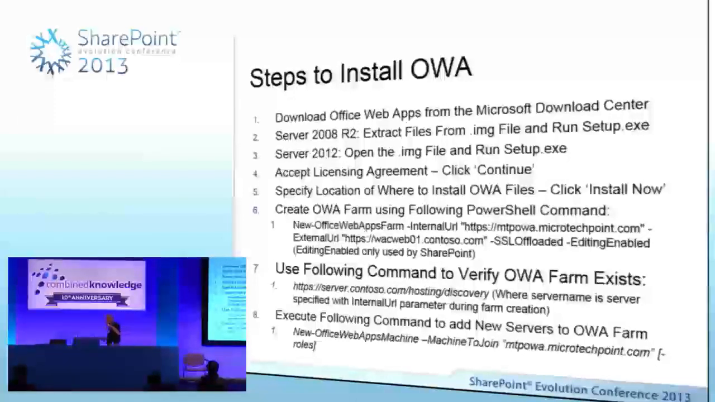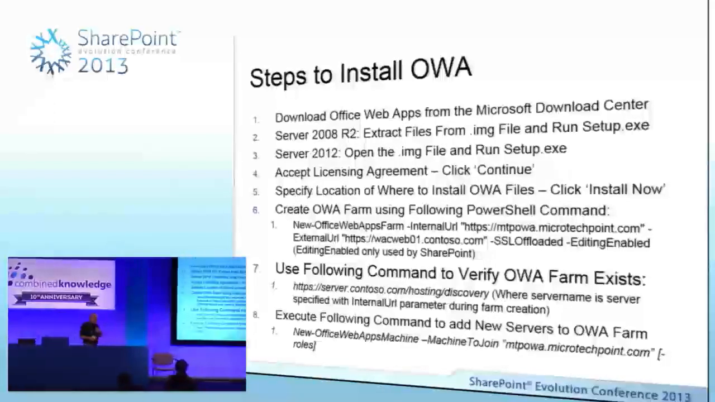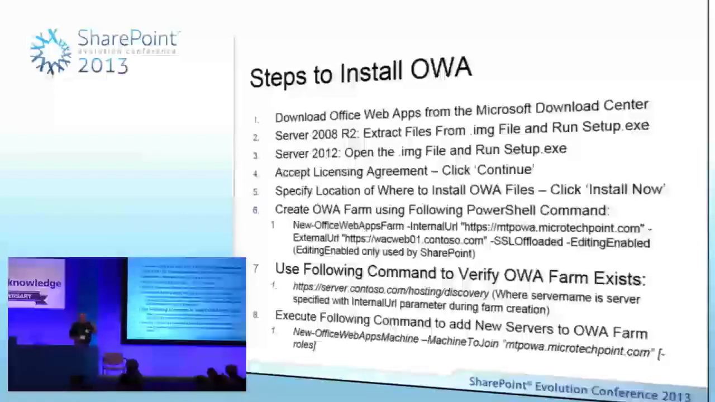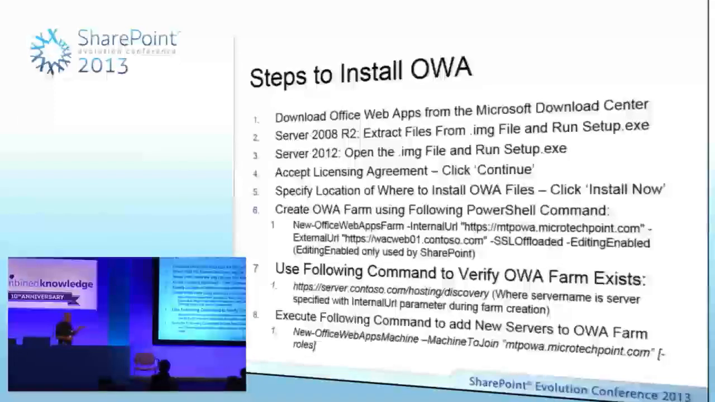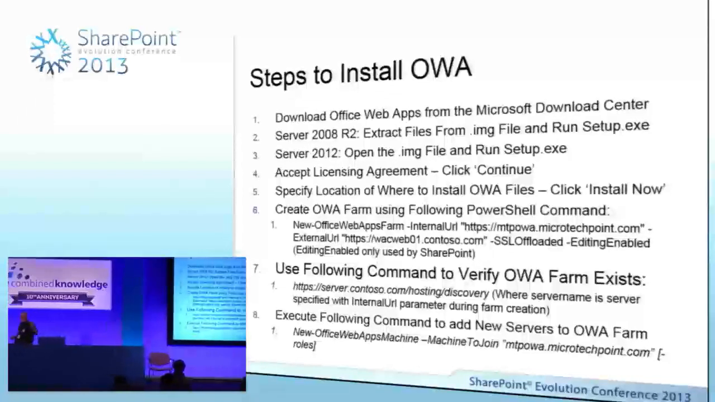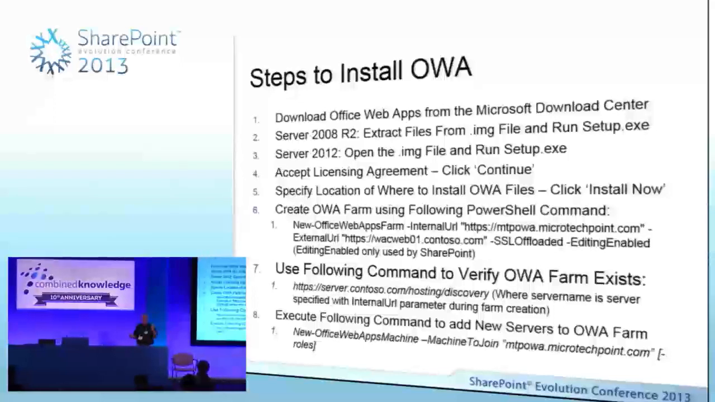We download our OWA bits, all right? If it's 2008, we extract them from the IMG file. Once we extract those from the IMG file, we run the setup. If it's 2012, because of the way the server handles the .img file, we can just run setup from within the .img file. We always, like everything, have to accept a licensing agreement, and make sure your attorney looks at that, because everyone has their own attorney look at every licensing agreement that Microsoft releases. And I usually try to read mine just before I go to bed. If you have insomnia, it's really good for that. We'll accept the licensing agreement. It's kind of funny, if you don't accept it, the continue button doesn't come on, so what are you going to do? You're going to accept it and move on.